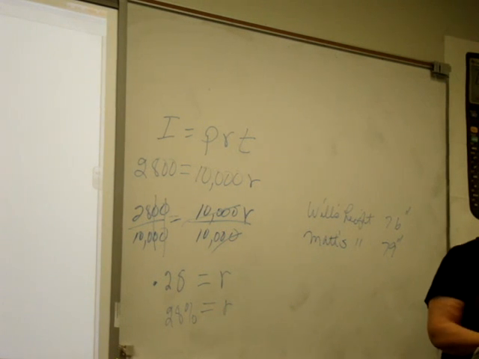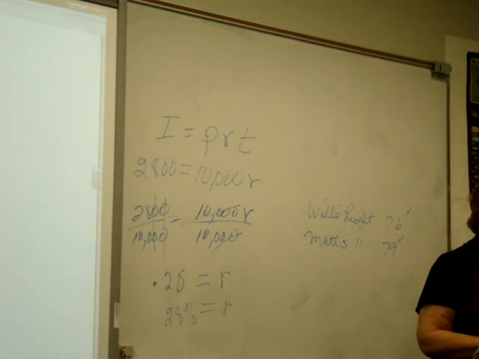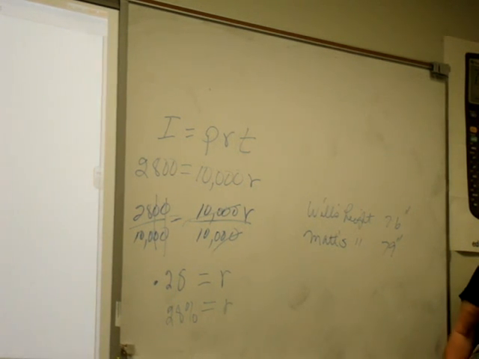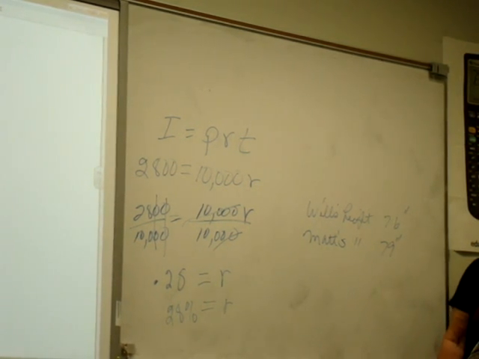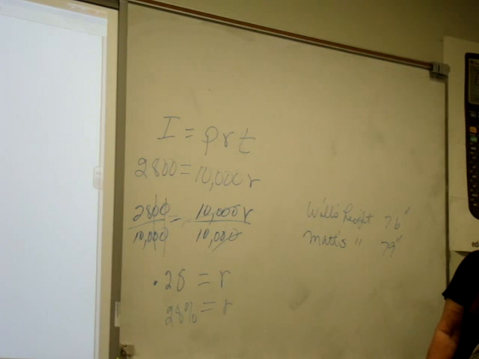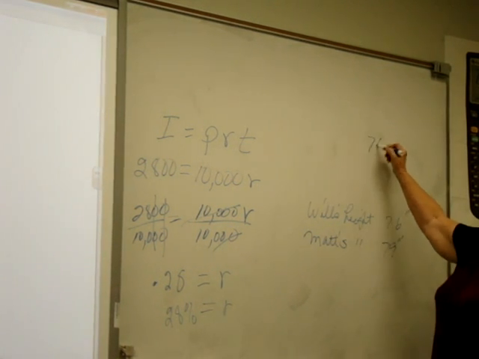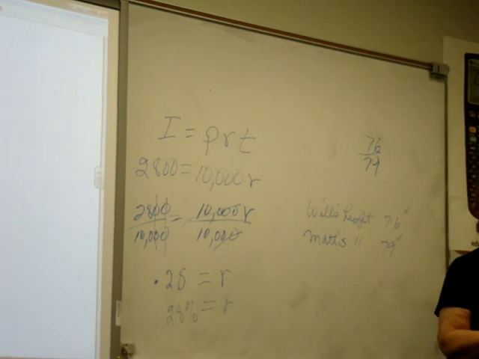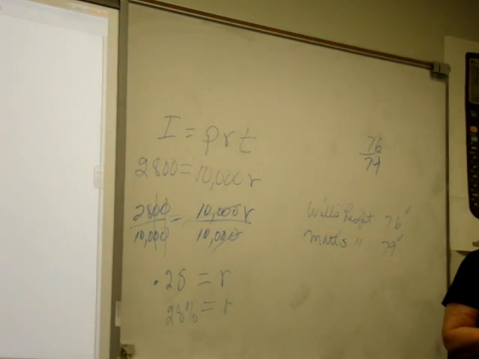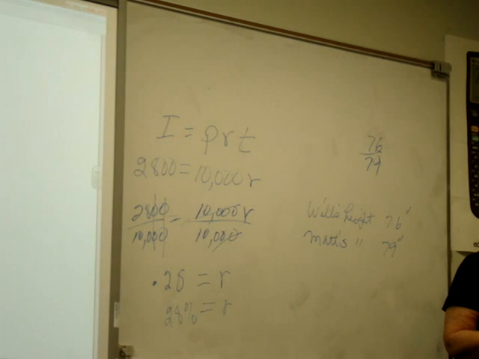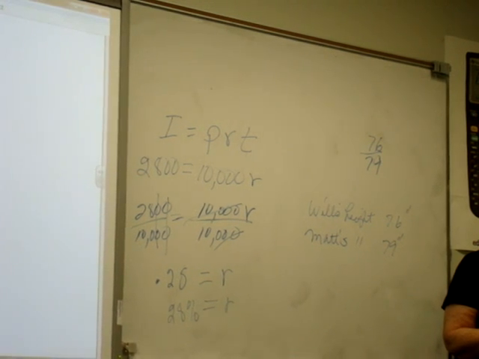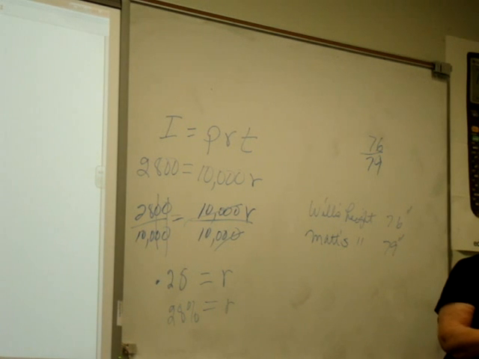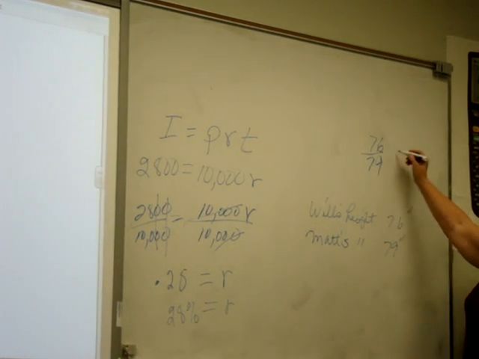Now, how tall is Will as a percentage of Matt? Which one do you put on top? You put Will on top of Matt's, divide that, and then change it to a percent. Tell me what you got. 96.2%. Did everybody get that?